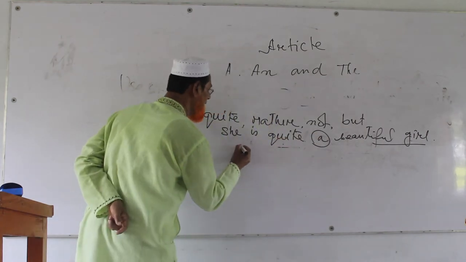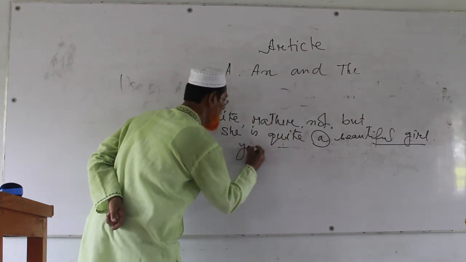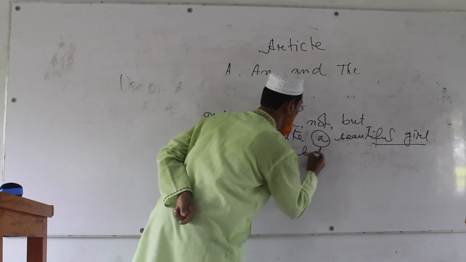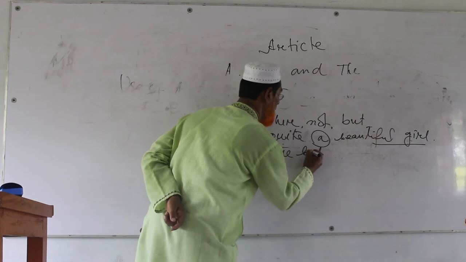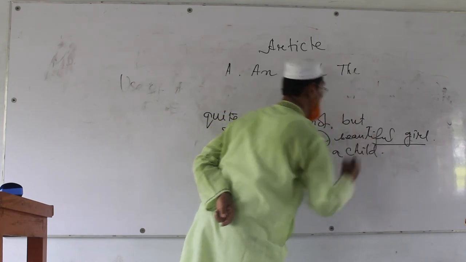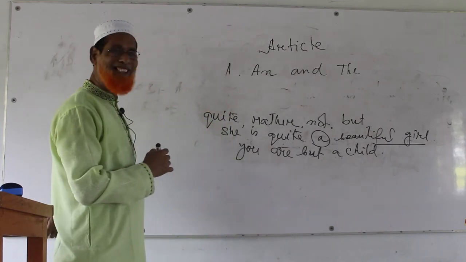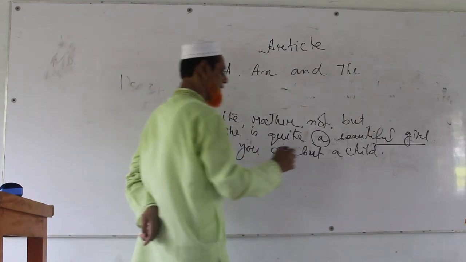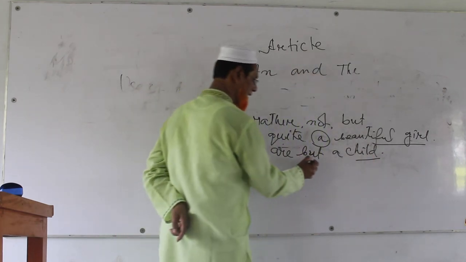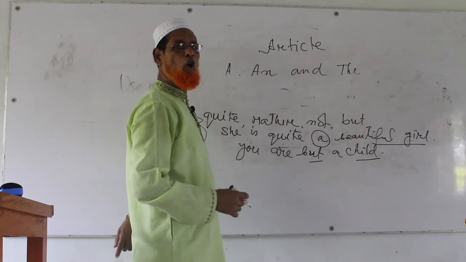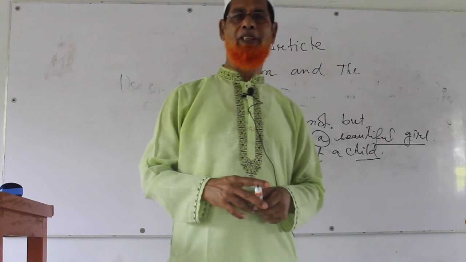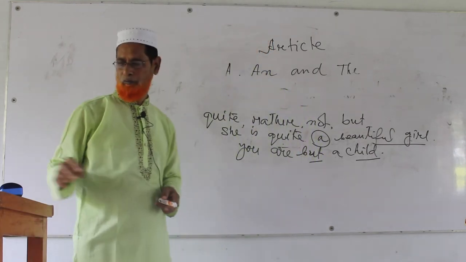You are but a child. You are but a child. Here, child is a common noun, and we can see but before it. So we have used a before this common noun. Okay.